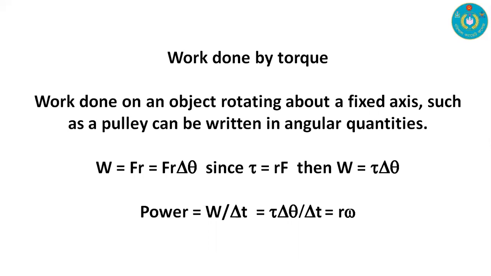Work done by torque. Work done on an object rotating about a fixed axis, such as a pulley, can be written in angular quantities, that is W is equal to F r del theta. Since torque is equal to r F, then we can write W is equal to torque del theta. For power, we have the equation W divided by del t, and for W we have tau del theta divided by del t, and we know del theta by del t is omega, the angular velocity. Finally we have the equation for power, P is equal to tau omega.